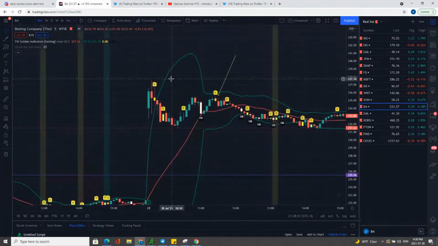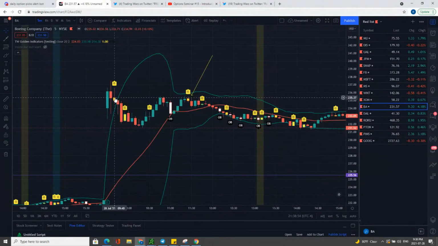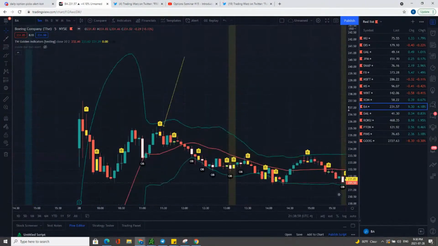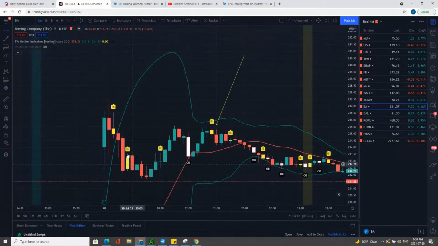So obviously, guys, when you take an inside bar, there's a few ways to trade it, right? You can take the break of the bar. That's the simplest way. If it breaks the low, short. If it breaks the high, go long. Okay, you could do that.